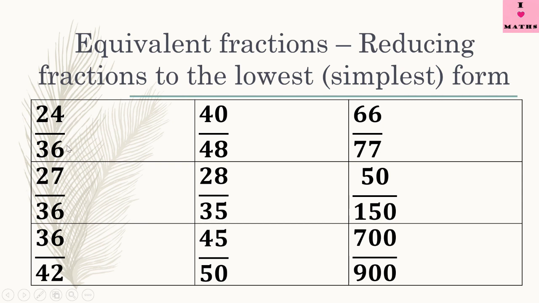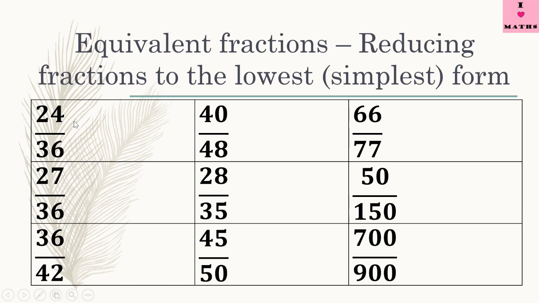Also, they come in the table of 4. 4 6s are 24. 4 9s are 36. They also come in the table of 6. 6 4s are 24. 6 6s are 36. So you can divide by all these numbers.